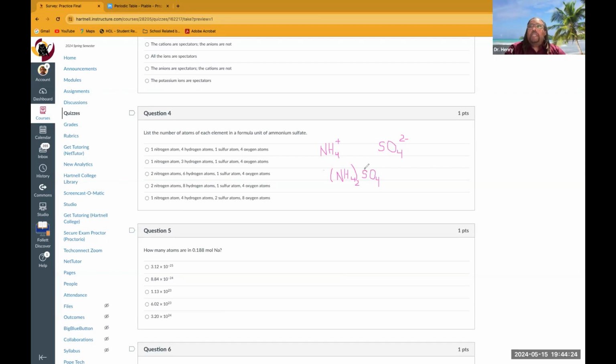Okay, so then how many nitrogens are we going to have? 2. We're going to have 2 nitrogens. So we can get rid of these 2 because we know that they're wrong. And the last one. How many hydrogens are we going to have? 8. Okay, so that means we can get rid of this one. So the correct answer.